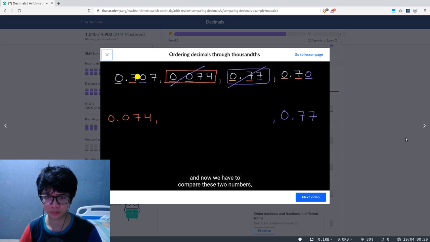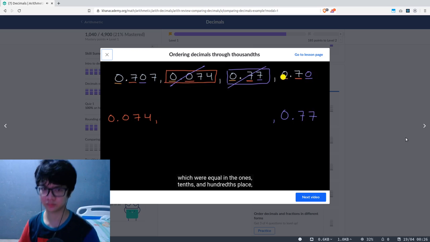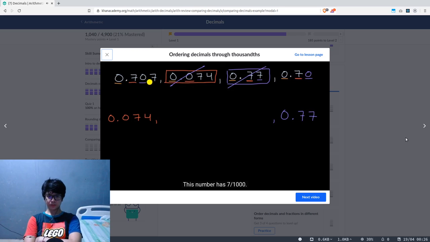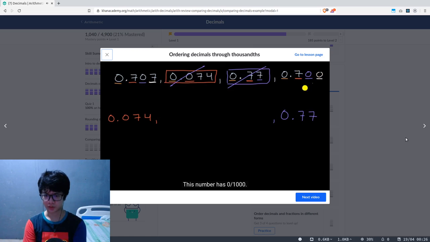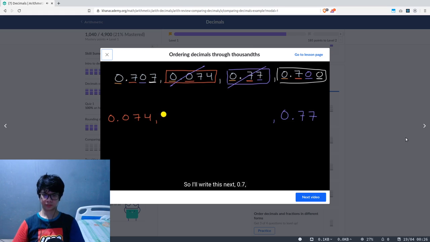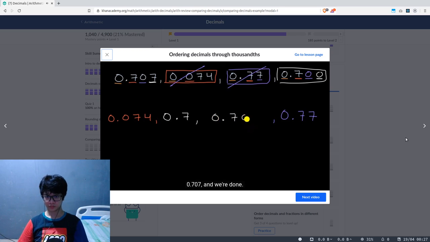And now we've used this number. And now we have to compare these two numbers, which were equal in the ones, tenths, and hundredths place. So we have to go to the thousandths place. This number has 7 thousandths. This number has 0 thousandths. So this number is smaller than this first number here. So I'll write this next, 0.7. And then the third smallest, or the next to largest number, is this one over here, 0.707. And we're done.